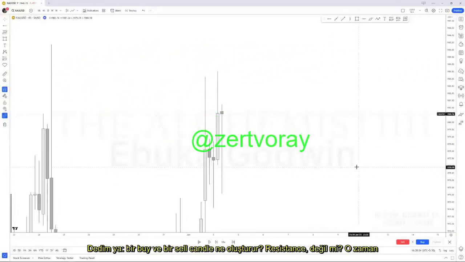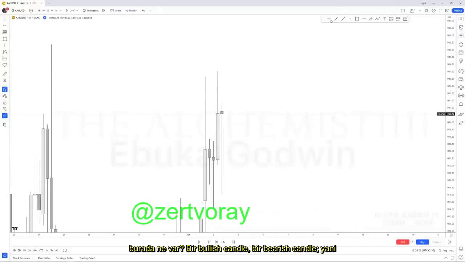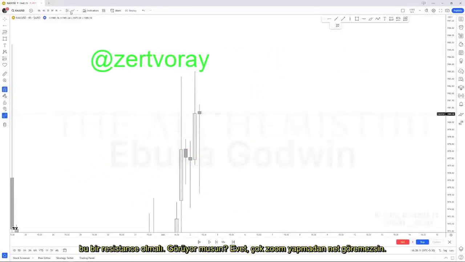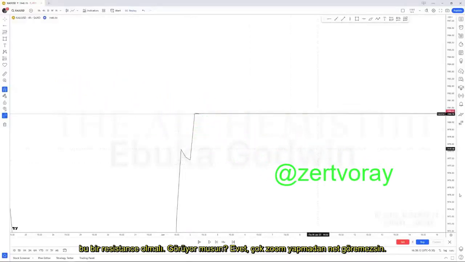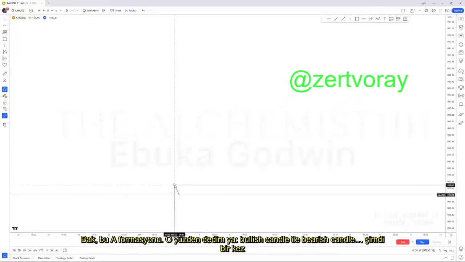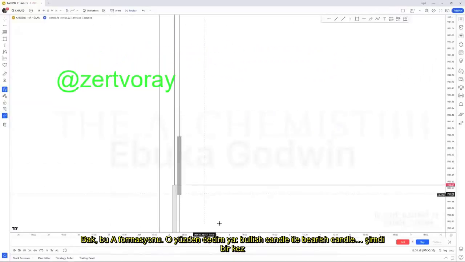Why did I tell you? I told you a buy and a sell candle will create a resistance, right? So now what do we have here? A bullish candle, a bearish candle. So this should be a resistance. Can you see? Yeah, you can't see it very clearly unless you zoom in a lot. See, that's the formation, but that's what I told you. A bullish candle and a bearish candle.